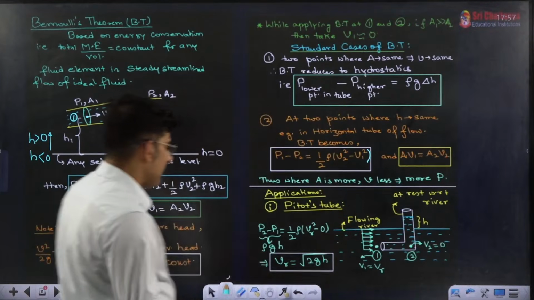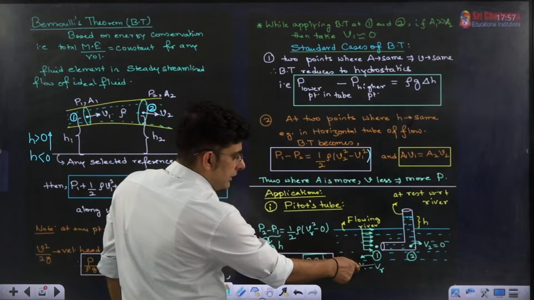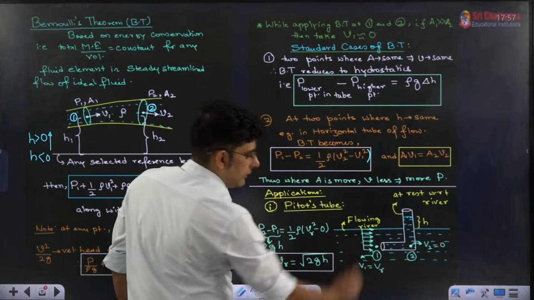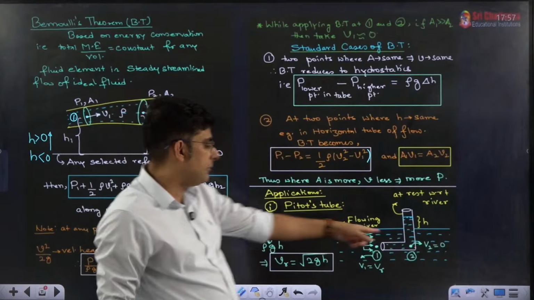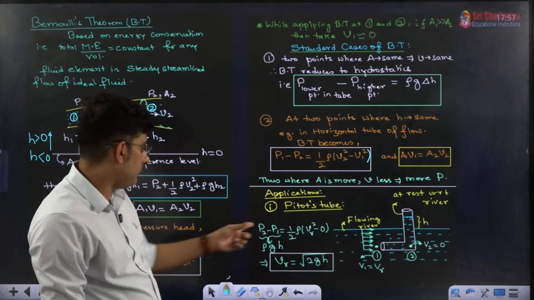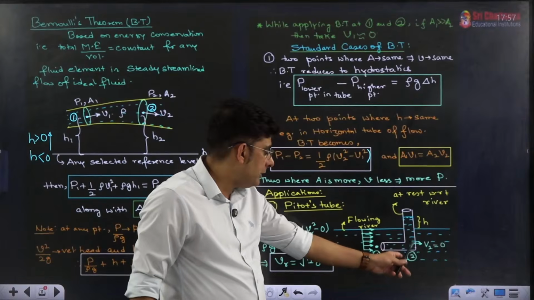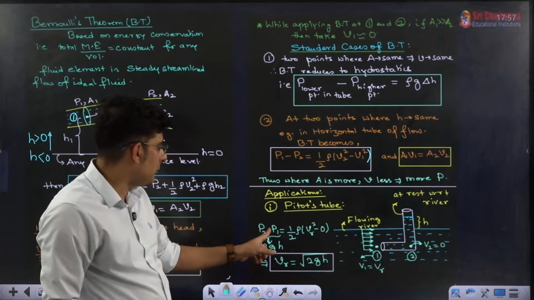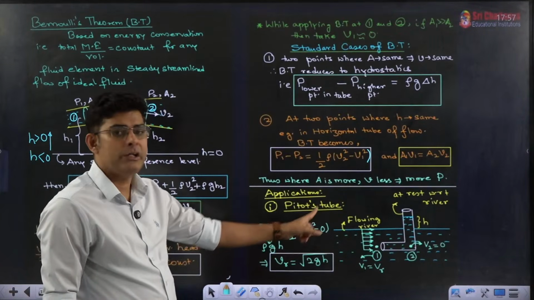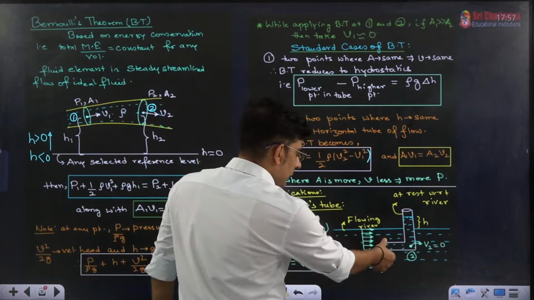So now I can apply Bernoulli's theorem at points 1 and 2. Just outside the tube, V is equal to VR, just inside V is equal to 0. Both are at the same level, so I will use P2 minus P1, where speed is more, pressure is less. So V1 is more than V2, so P2 will be more than P1. So I will simply write P2 minus P1 is half rho VR square.